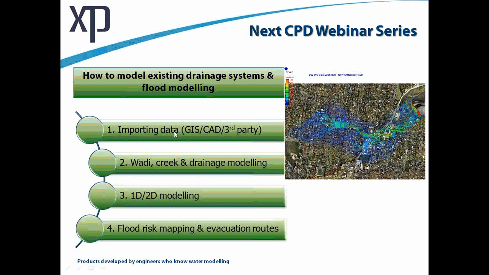So to start with, in the first event, we're going to look at importing data. So how do we import GIS, CAD, Excel, all that third-party information to build up a picture of what's there right now. In the second part, I want to show how to model a wadi. So let's get the flow running through a wadi or a creek or a river and bring in the drainage networks, the existing drainage networks. And those drainage networks could be surface water, they could be sanitary, they could be combined.